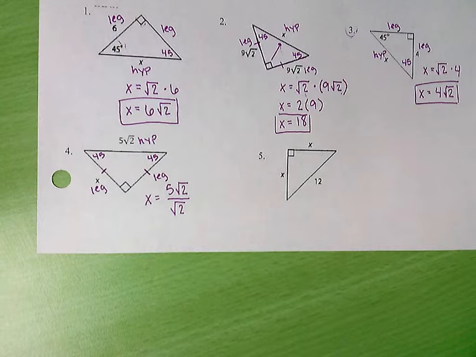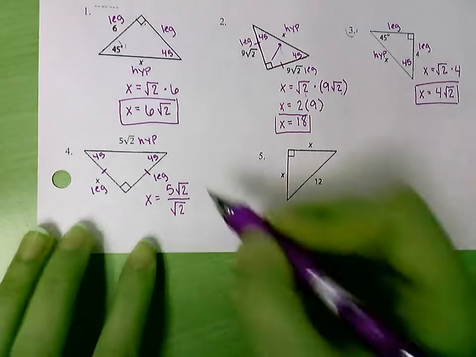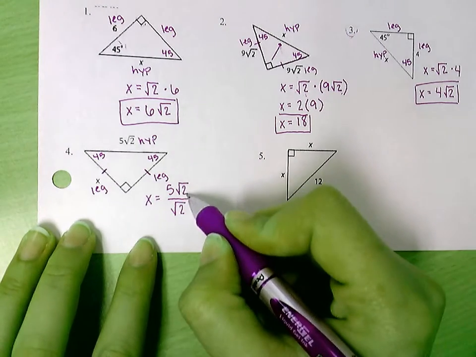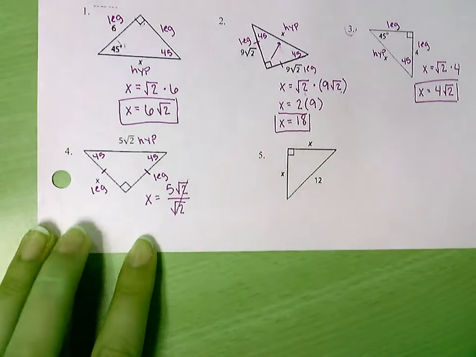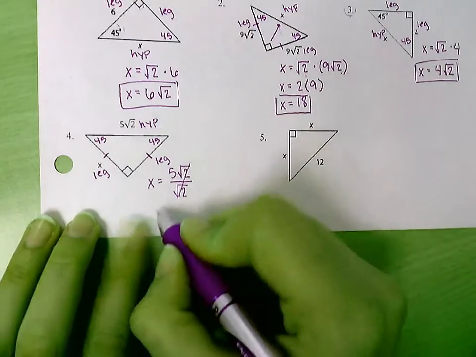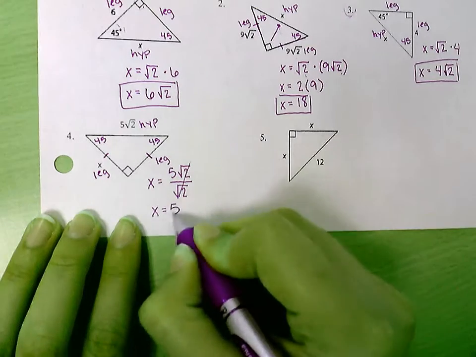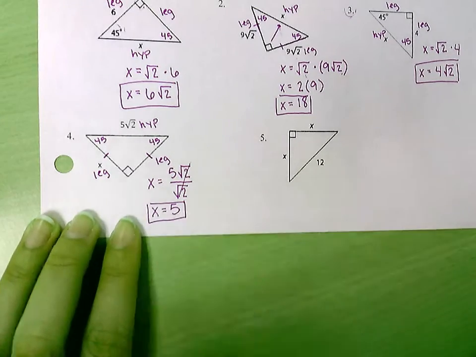So if I have the square root of 2 over the square root of 2, that's just 1, they cancel. So x will be equal to 5.